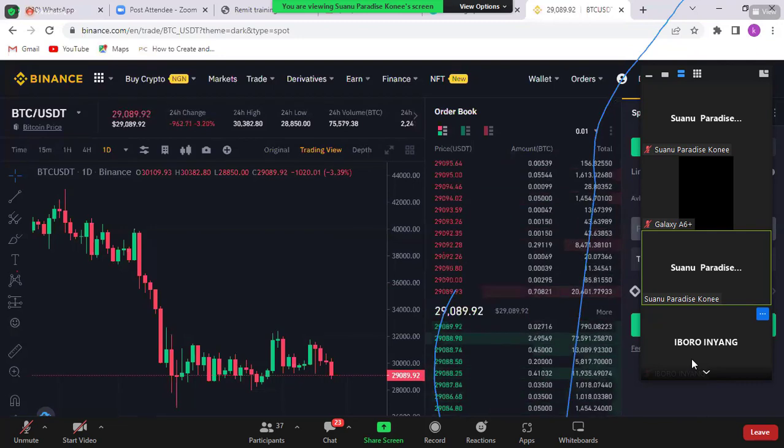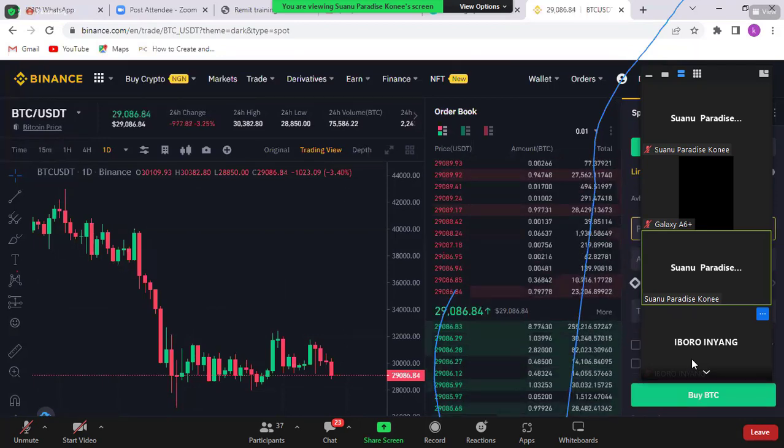Right here, you can see that I cannot click anything here. Now let me put this on limit. Now if you can see on limit, there is a price, and I can change it.